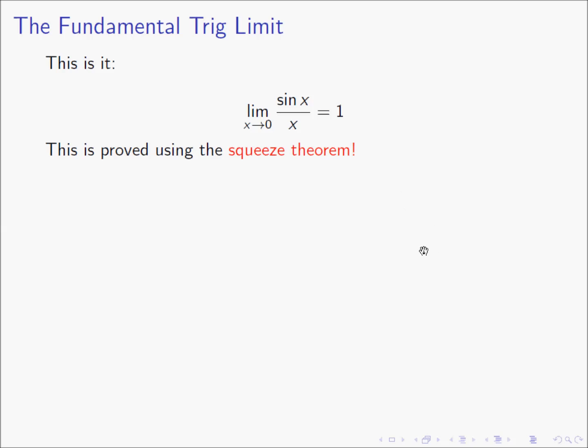So let's begin with solving some examples. Here we have a very similar limit to the fundamental limit. Here we have the limit as x approaches 0 of sine of 4x over x.